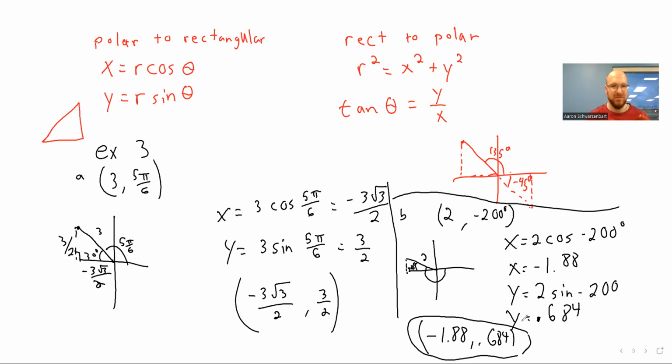So now we'll go the other way. Rectangular to polar. So we have r squared equals x squared plus y squared, basic Pythagorean theorem, and tangent of theta equals y over x.